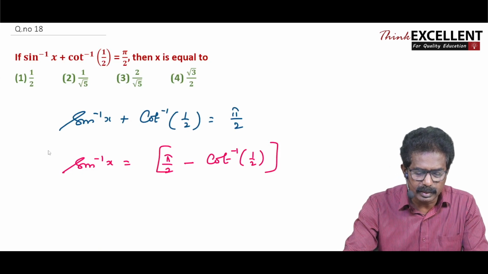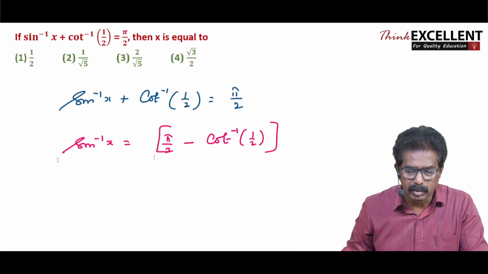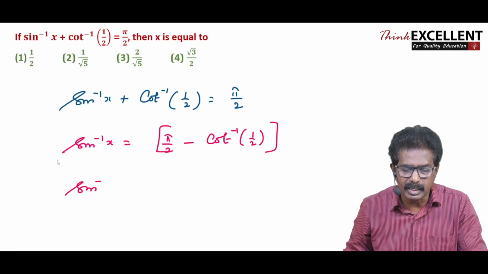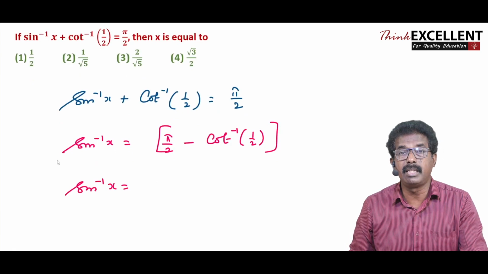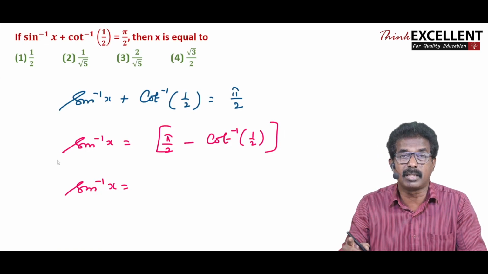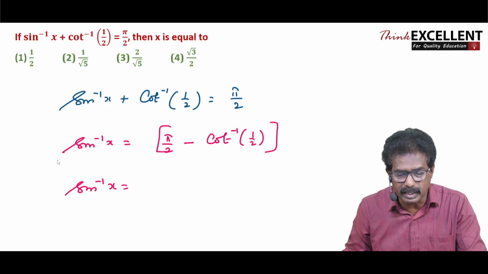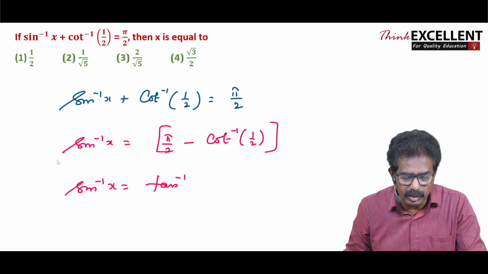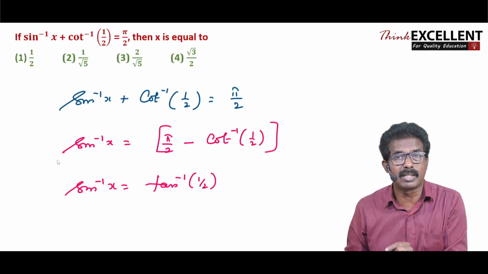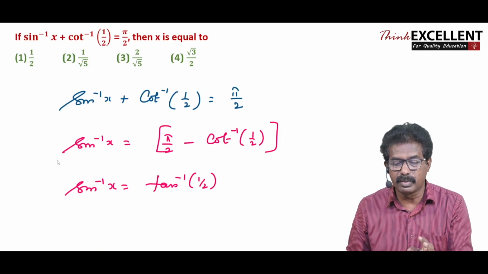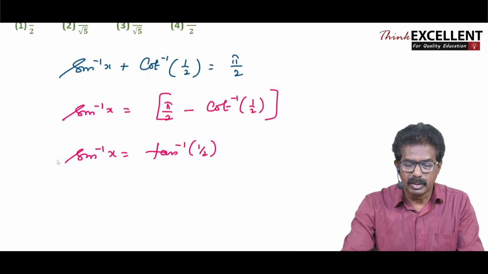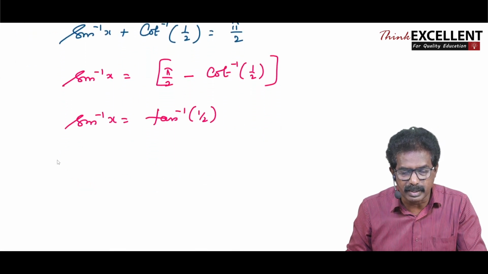Now the right side can be simplified. Sin inverse x is equal to 90 minus cot inverse x. 90 minus (pi by 2 minus cot inverse x) is tan inverse x, right? So you can write it as tan inverse 1 by 2. We're using the result tan inverse x plus cot inverse x is pi by 2, so tan inverse x is pi by 2 minus cot inverse x. Now let us see how to find x from here.